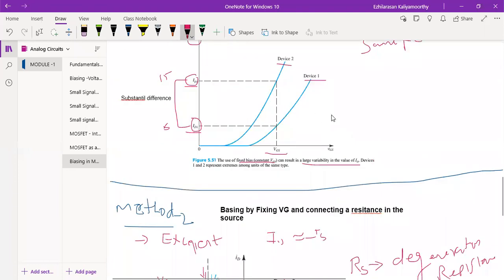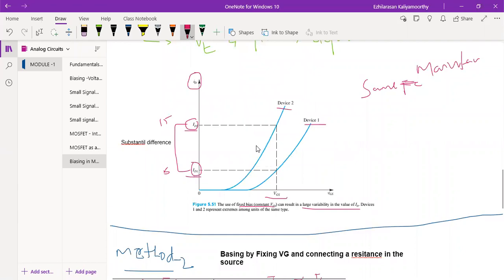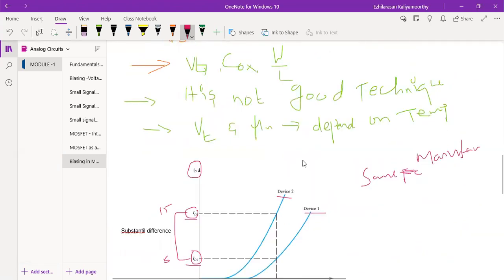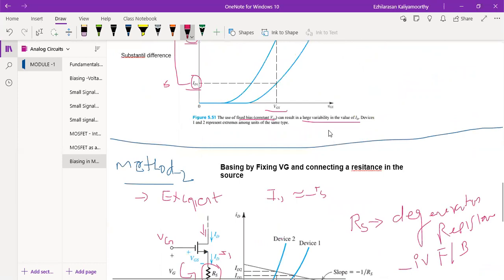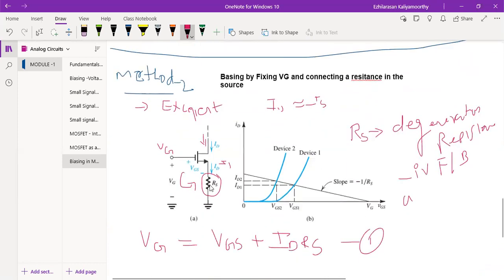Even here also we are taking the same thing, device 1 and device 2. We are taking a scenario like this, taking two devices of the same manufacturer, using different biasing. So this biasing is not a favorable approach. So what we did here is we connected one source resistance over there. If we do that, what happened? This will be your VGS1 voltage, then this will be your VGS2 voltage.